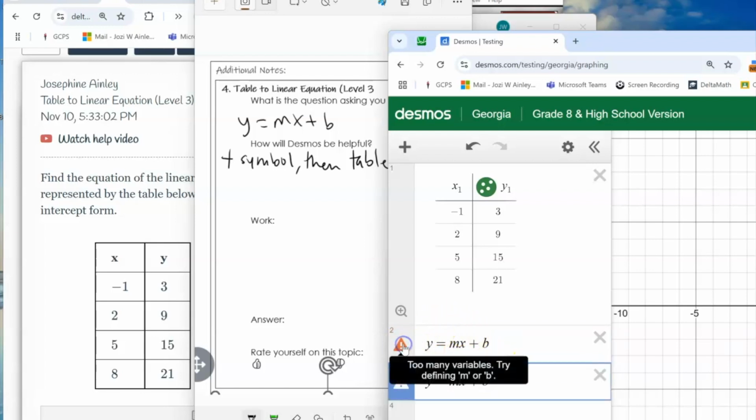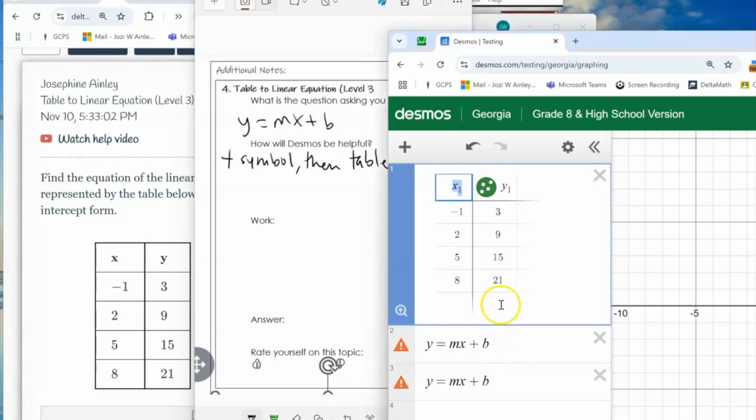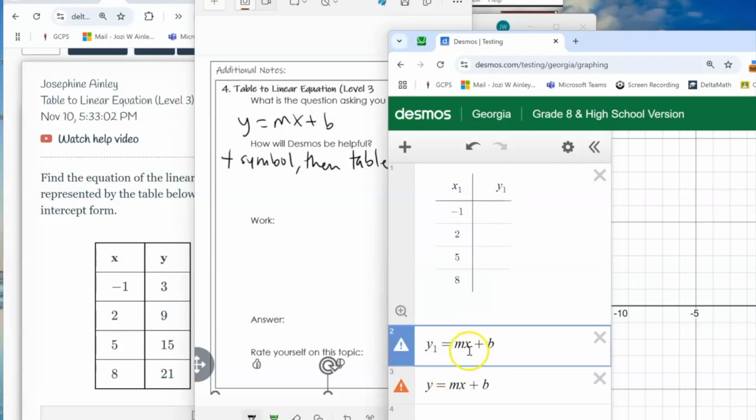Now it says there's an error. There are too many variables. Try defining m or b. We know that there are two things that we need to change, because the calculator doesn't like it. For one, I'm trying to tell it to give me the equation from this table. But here I defined my variables as x1 and y1. Therefore, every time I have a y, I have to have y1, and every time I have an x, I have x1. That still doesn't fix my problem. As you can see, my y1s have disappeared.